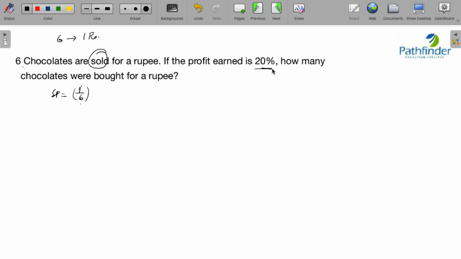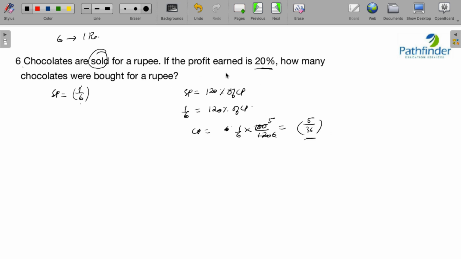Profit earned is 20%. So the moment you are told the profit, you should write this relation between SP and CP. SP is 120% of CP. So you have the SP as 1 by 6, which is 120% of CP. So CP is 1 by 6 into 100 upon 120. So 25s are 100, 26 are 120. So 5 by 36. This is the cost price of one chocolate.